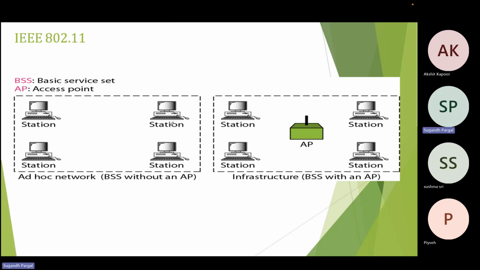As per the IEEE 802 standard, BSS is the basic service set and AP is the access point. So this is the ad hoc network, a BSS without an access point. Here are different stations which communicate with each other, but without a base station. And there is the infrastructure mode, where there is a base station with the access point. Here the stations communicate using this particular base station.